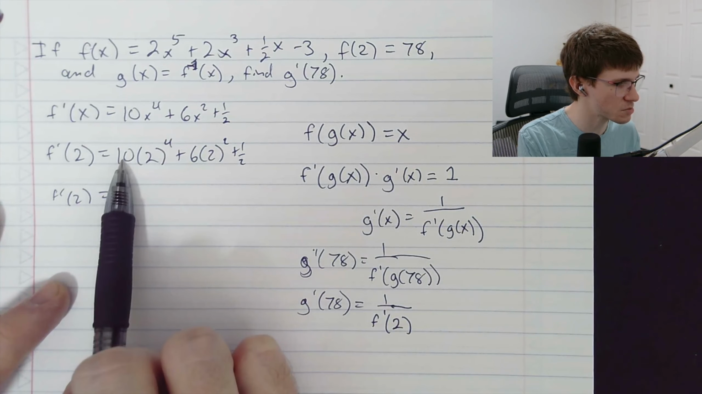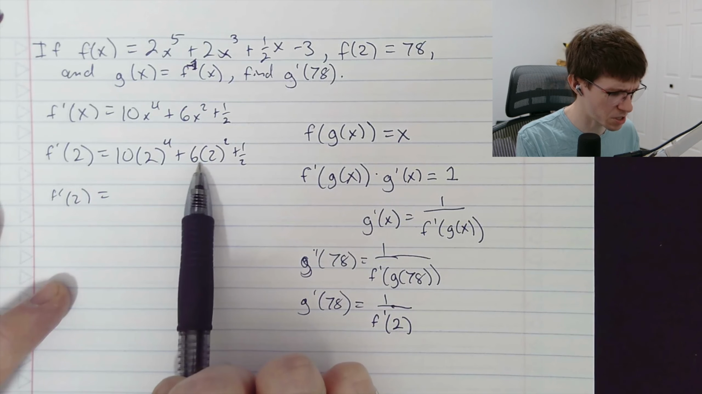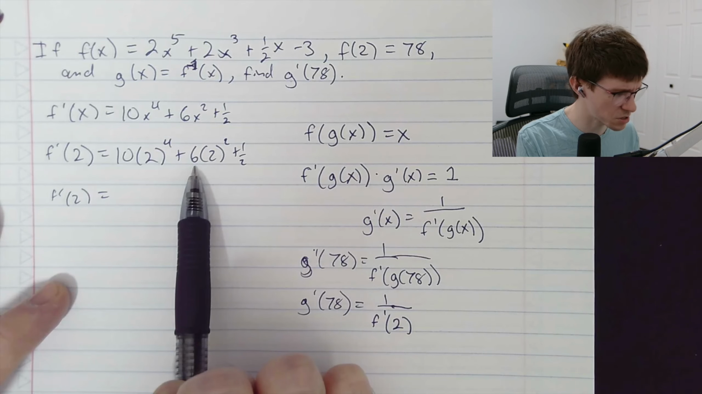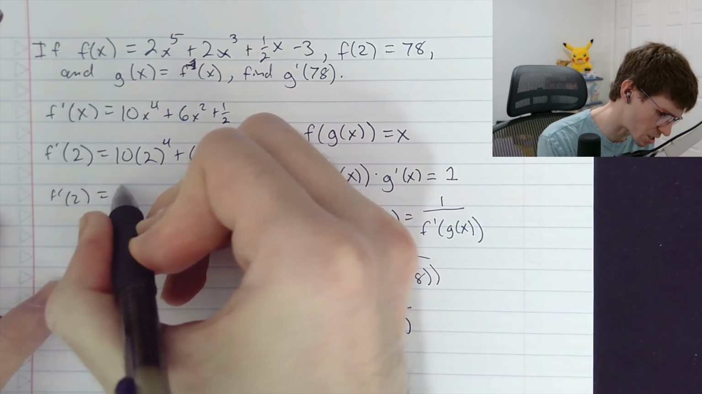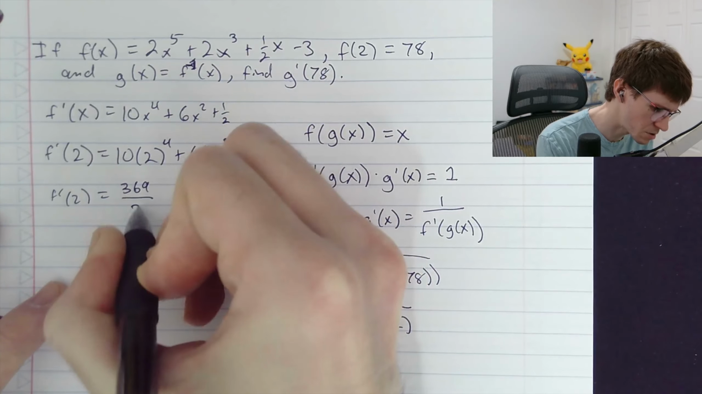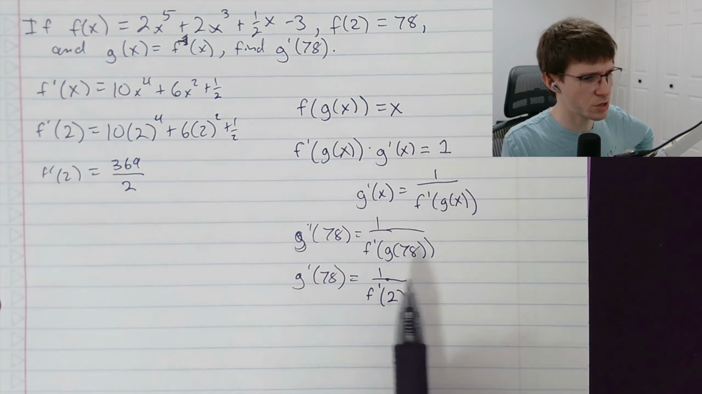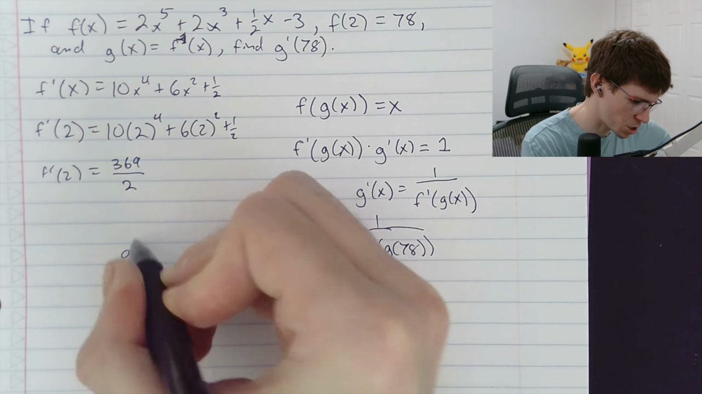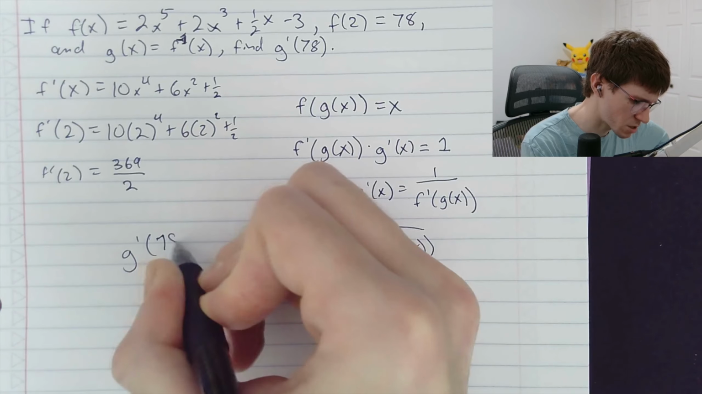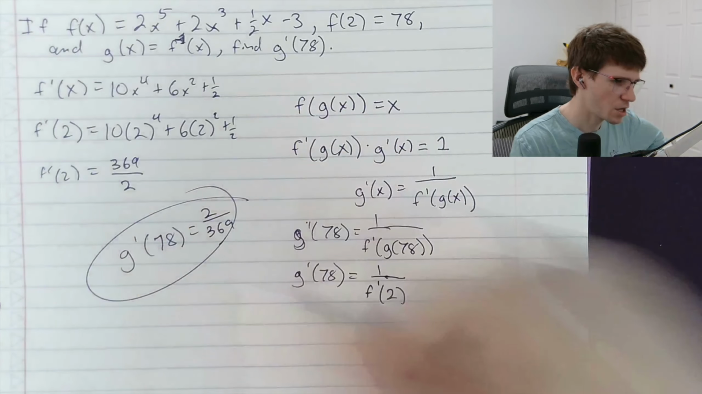And f prime of 2, feel free to use a calculator, but this thing's going to be 2 to the 4th is 16 times 10, 160. 2 squared is 4 times 6 is 24. 160 plus 24 is 184 plus a half. So double the 184, that gives you 368. Add 1, 369 over 2. And so you can plug into your calculator if you needed that, but we're doing the reciprocal of that, 1 over it. So our final answer now, g prime of 78 equals 2 divided by 369. There it is. Beautiful.